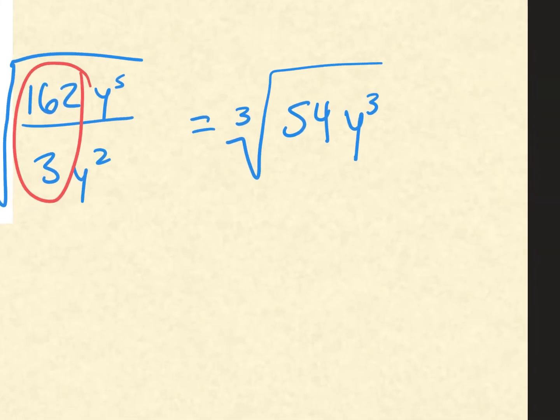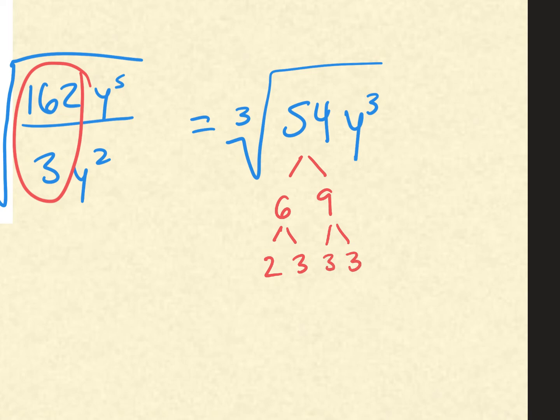So then let's see if I can break it down from here. What are 2 factors of 54? 6 and 9. And 2 factors of 6? 2 and 3. And 2 factors of 9? And then how many y's do I have? 3. And I'm circling groups of how many? So what would I circle? Circle the 3 3's and the 3 y's.